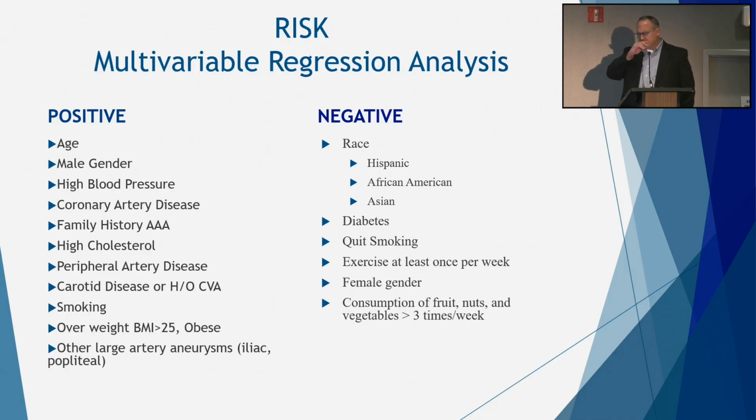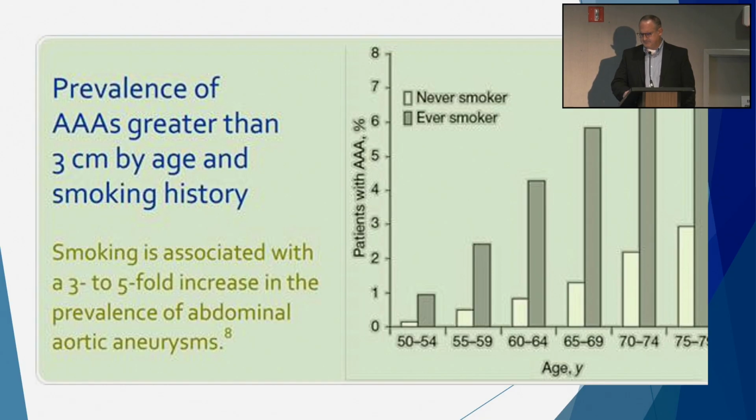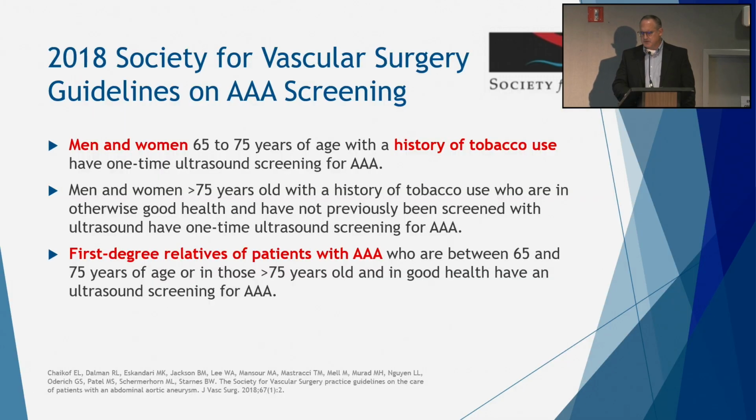If we look at the risks of aneurysm formation, there are a lot of positive risks that we see in all of our patients, but the negative risks are equally as important. If we look at race, diabetes, if you quit smoking, you can actually reduce your risk. Exercise at least once a week and eat your fruits and vegetables. Smoking, again, like I said, in this area there's a high degree of very young people starting to smoke. It's associated with a 3 to 5-fold increase in the prevalence of aneurysms.